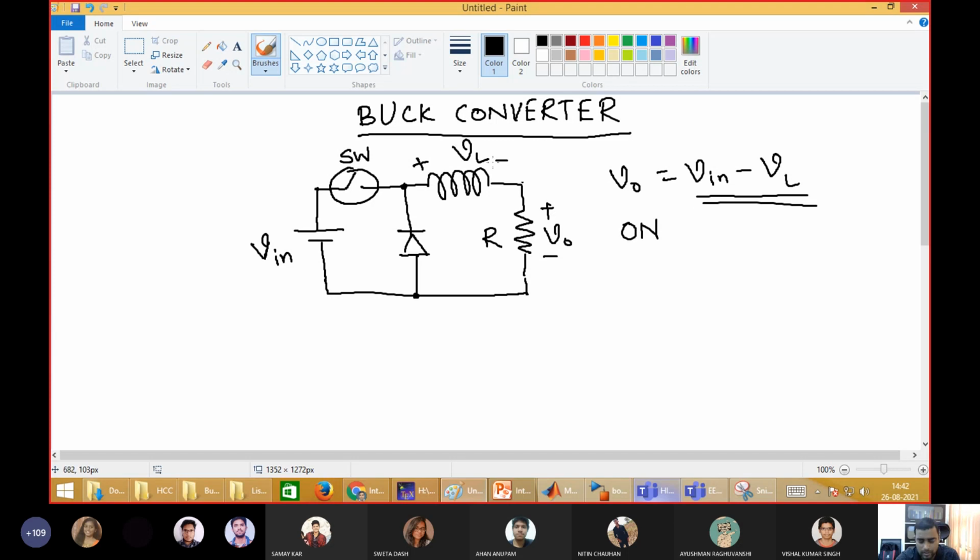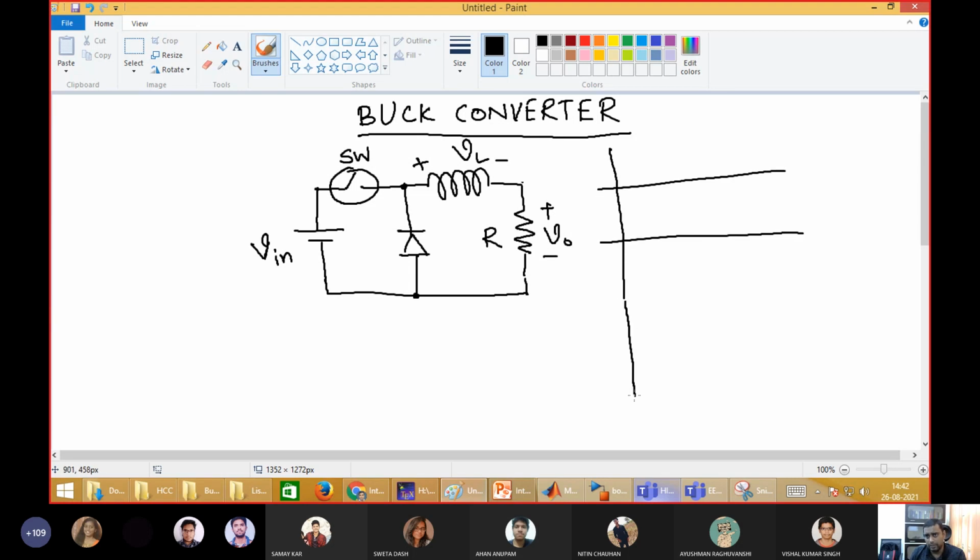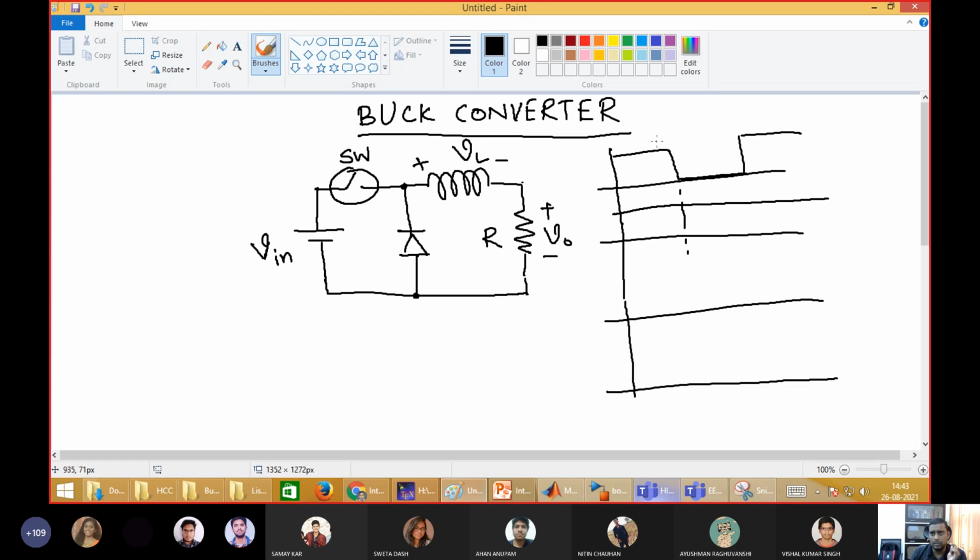No, not here. Let me explain the capacitor part, then we can do this. Now, I'll draw the waveform of each and every component. So this is the switch on, off. First we'll draw the inductor current. During the on period, what will happen? The switch is on, so this voltage is appearing. Suppose this is the output voltage.